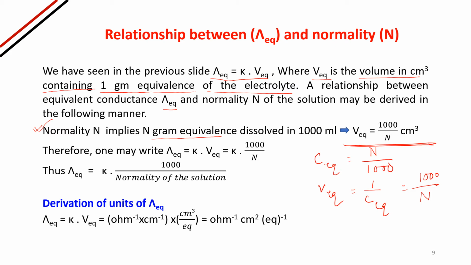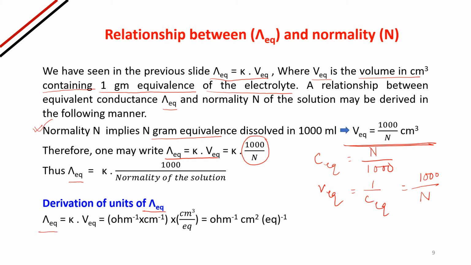Okay, therefore we can write lambda equivalence is equal to kappa into V equivalence. In V equivalence, let us put the value 1000 by N. Okay, so what we are getting, lambda equivalence is equal to kappa into 1000 by N, where N is the normality of the solution. Am I clear?